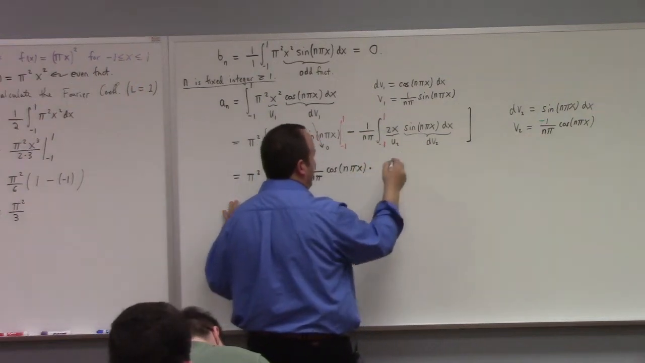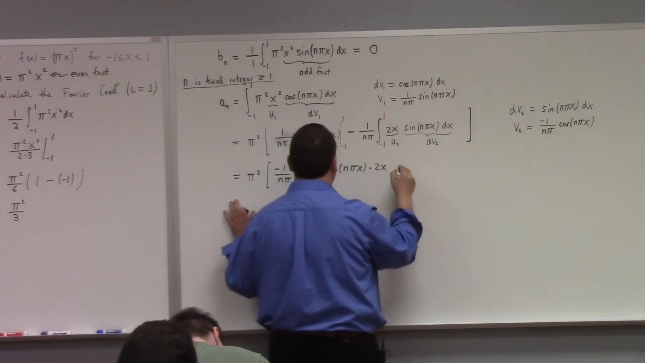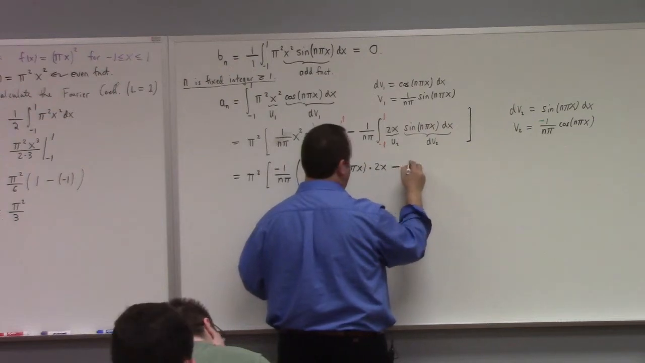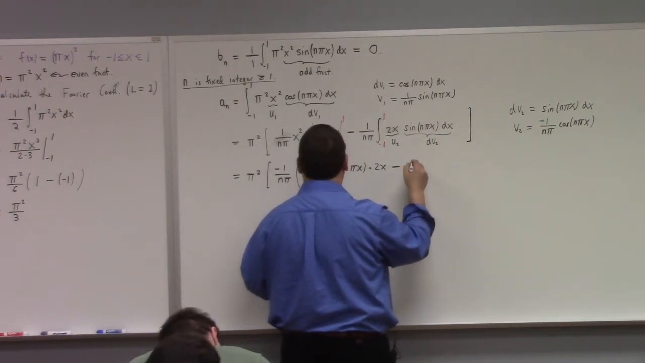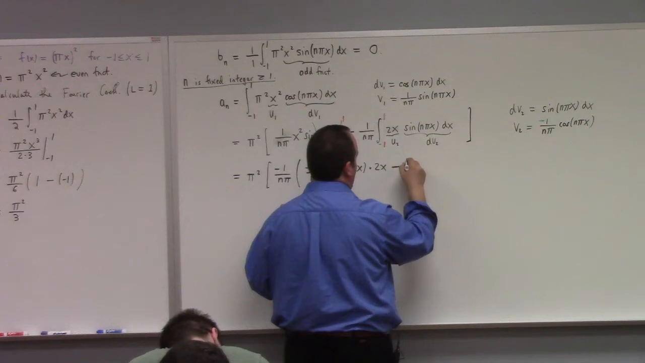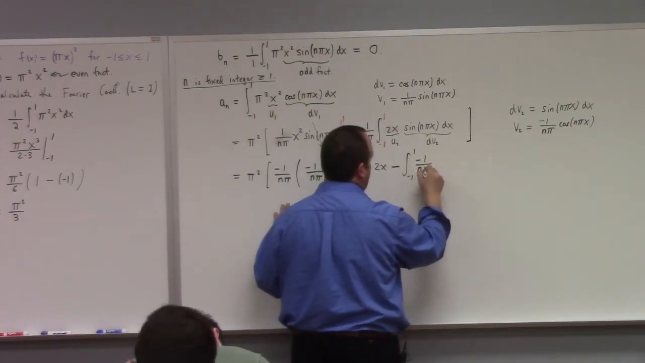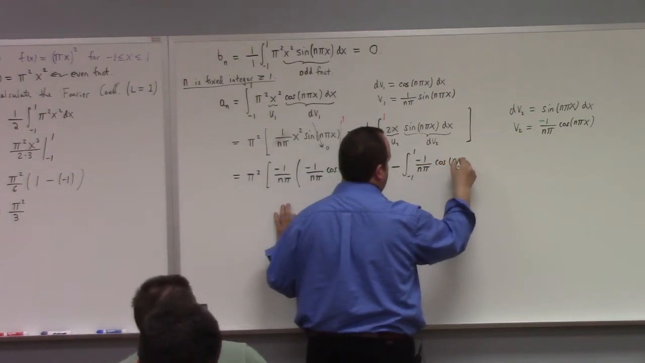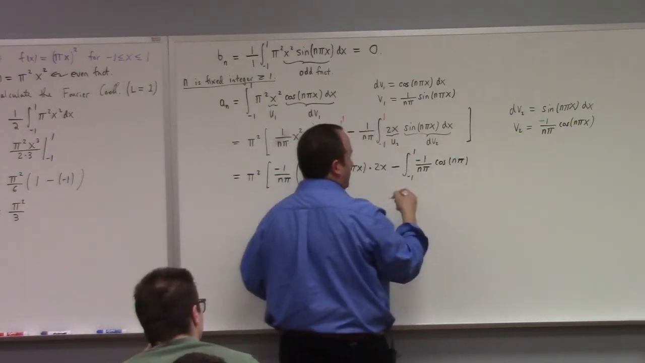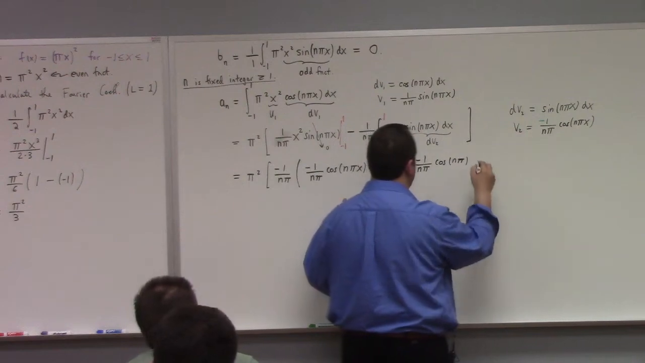And what was my u2? Oh, u2 was 2x, right? And then minus the integral from minus 1 to 1, minus 1 over n pi, cosine of n pi x, and 2 dx.